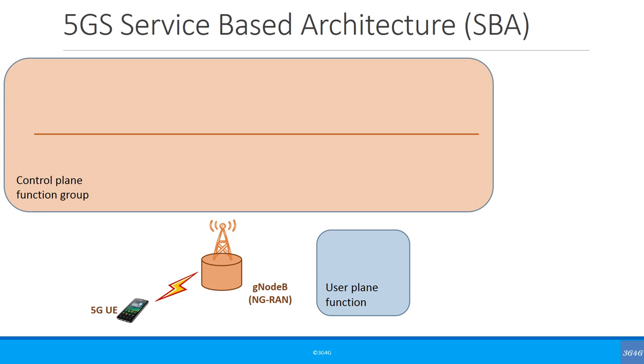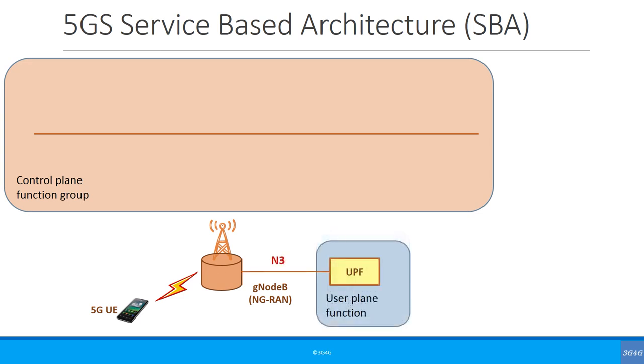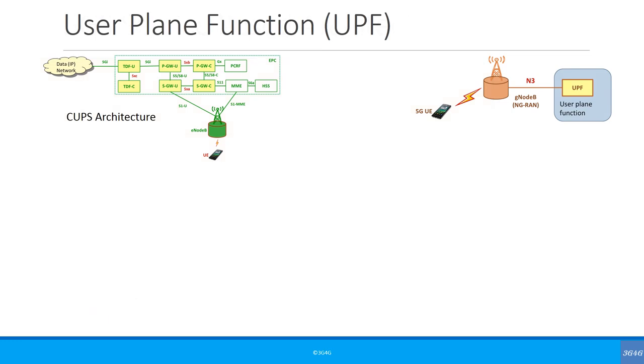So let's start looking at the 5G system and the service-based architecture. The 5G UE connects to the gNodeB or the new radio or the next generation RAN, NG-RAN. The gNodeB connects to the user plane function, UPF, via the N3 interface. Now, the UPF or the user plane function in the 5G core network provides functions specific to user plane processing, the same as the serving gateway SGW-U and the PDN gateway PGW-U in CUPS.